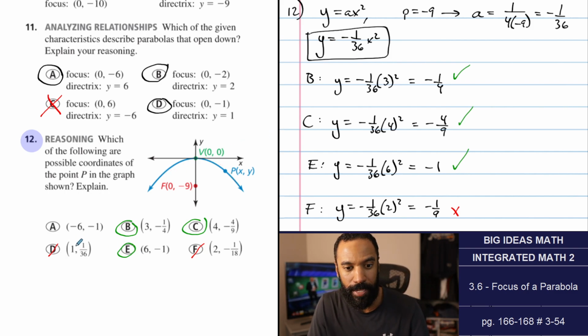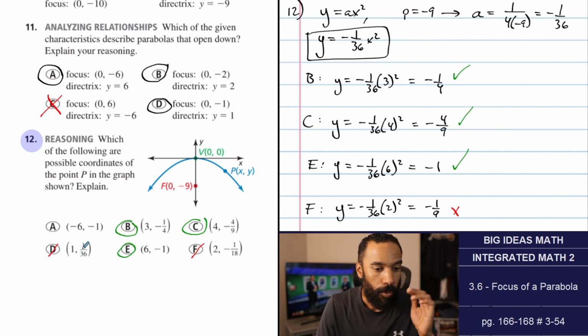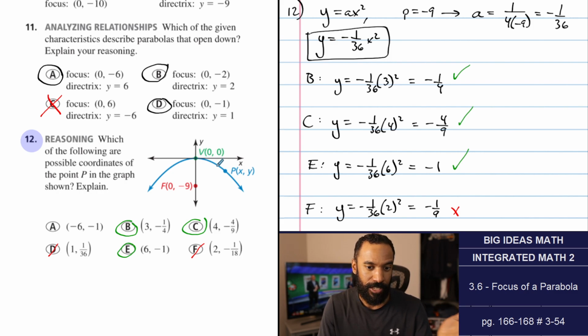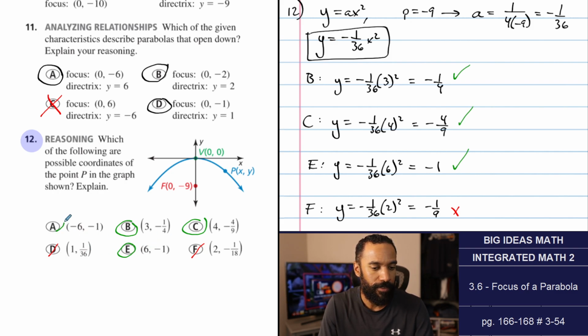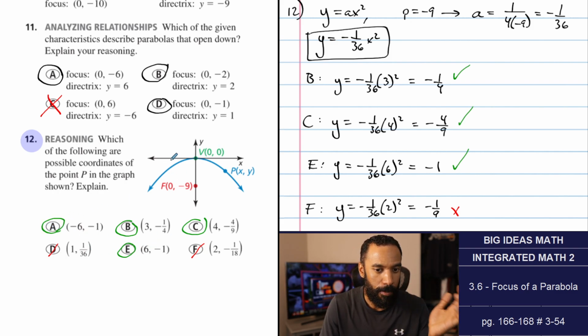D can't work because we're never going to be up above right here, right? When I plug in 1, the best I could get is negative 1/36. But A also works because E works, right? If E works, so does A. These are just symmetrical.